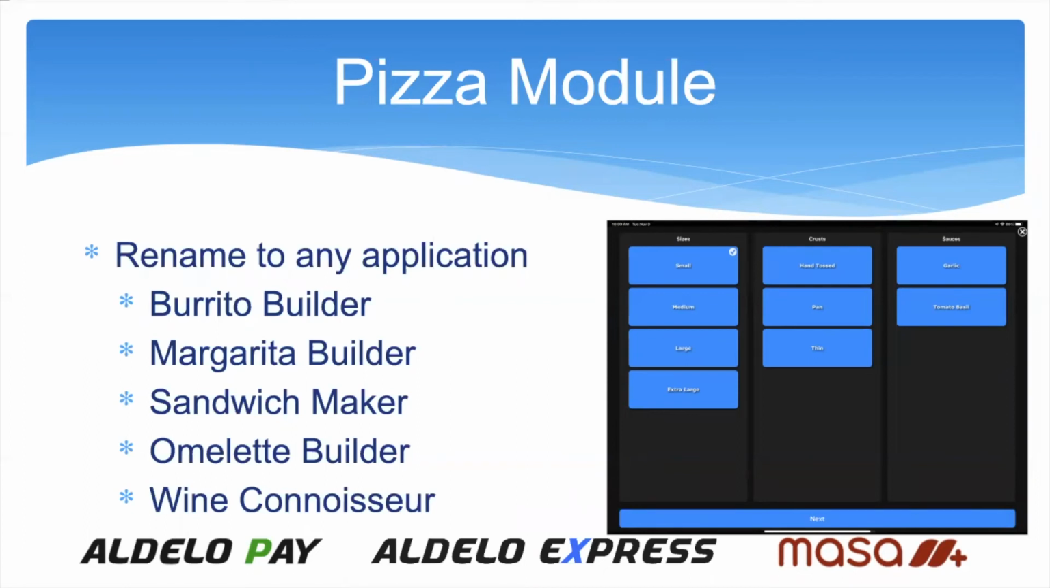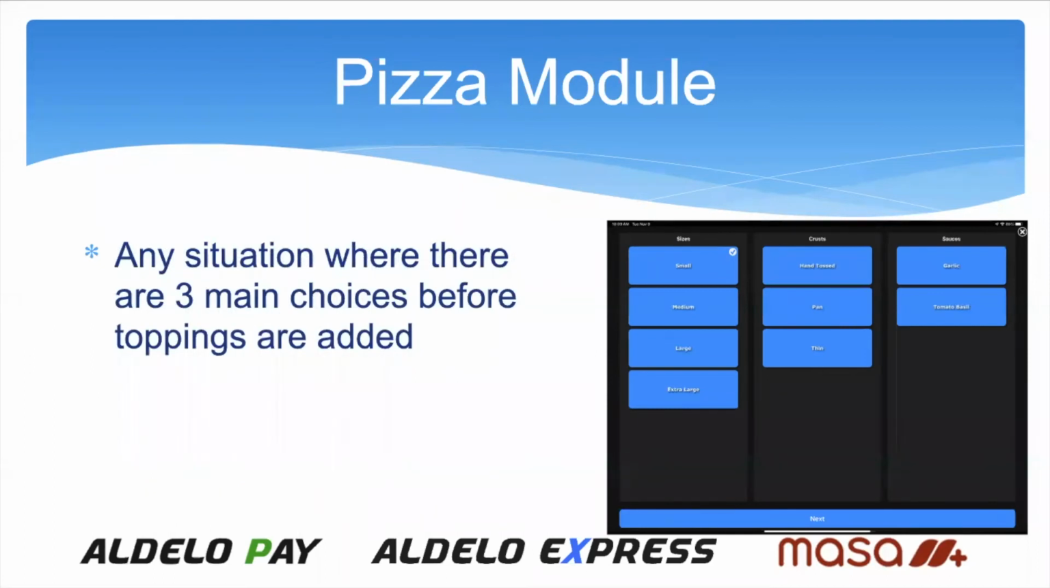Let's get into how. Really, it's any situation where there are 3 choices that have to be made in order to ring the item. Now, these don't mean the toppings. For instance, in pizza, you have the sizes, you have the crust, and then you have the sauce. That's how it's set up for a pizza builder. But each one of those columns can be renamed. The pizza module itself can be renamed so that when they're in the back office, they're not thinking pizza, they're thinking, I'm going to have an omelet builder. This is my own custom omelet builder.